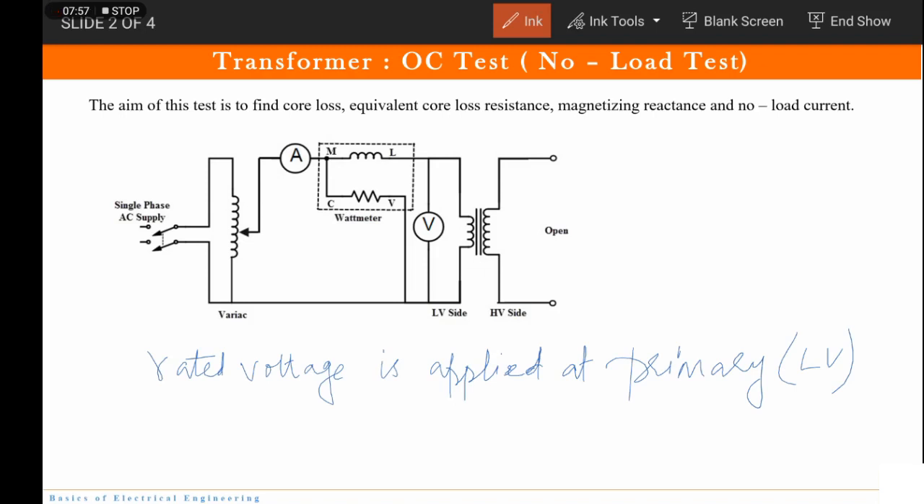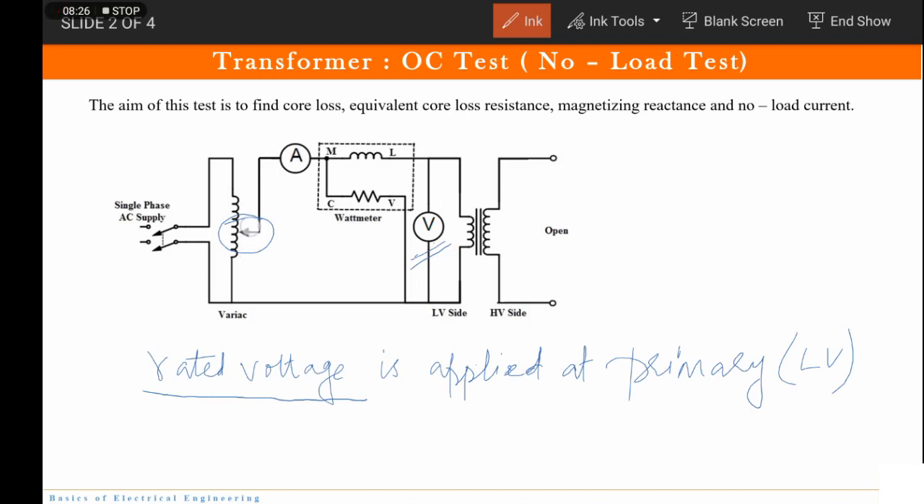Fine. Now, why do we require the voltmeter here? We are not measuring the voltage as such. Well, the voltmeter is required because, see here what I have written, that rated voltage is applied. So continuously I'll be changing the voltage till my voltmeter shows me the rated voltage reading. Suppose rated voltage is 200 volts. How will I come to know that 200 volts is getting applied to the transformer?